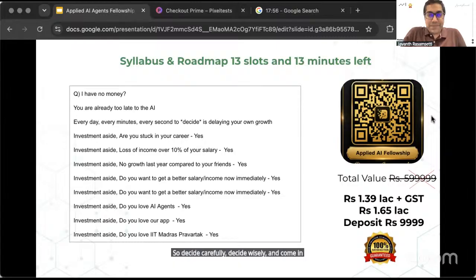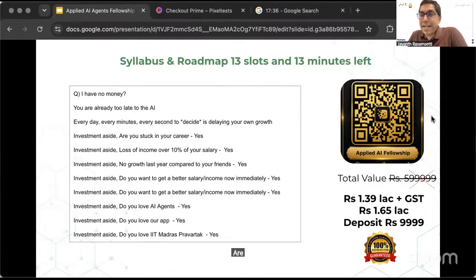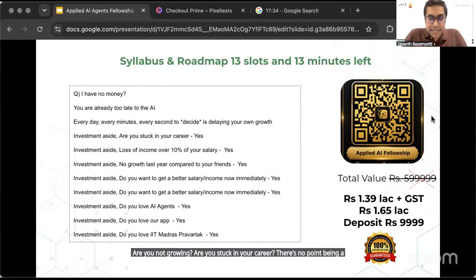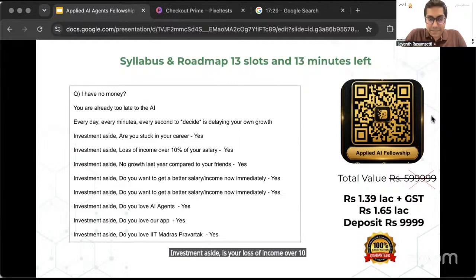I have no money. Well, first off, you're already too late to AI, and that's exactly why you should do it. If you don't have any money, then I would request you to think about figuring out ways to raise the capital and hustle and get the deposit. Are you not growing? Are you stuck in your career? There's no point being a broke genius. Investment aside, is your loss of income over 10% of your salary? Yes. Do you have no growth compared to last year? Yes. Do you love AI agents? Yes.